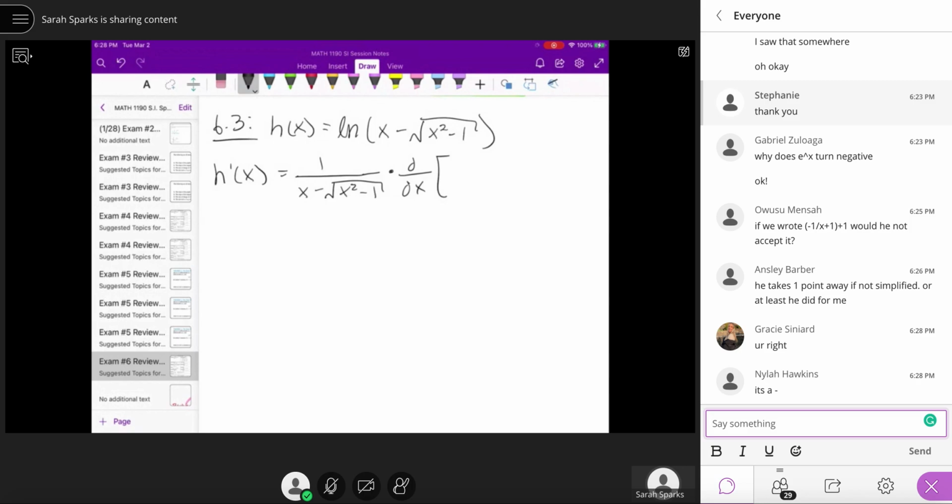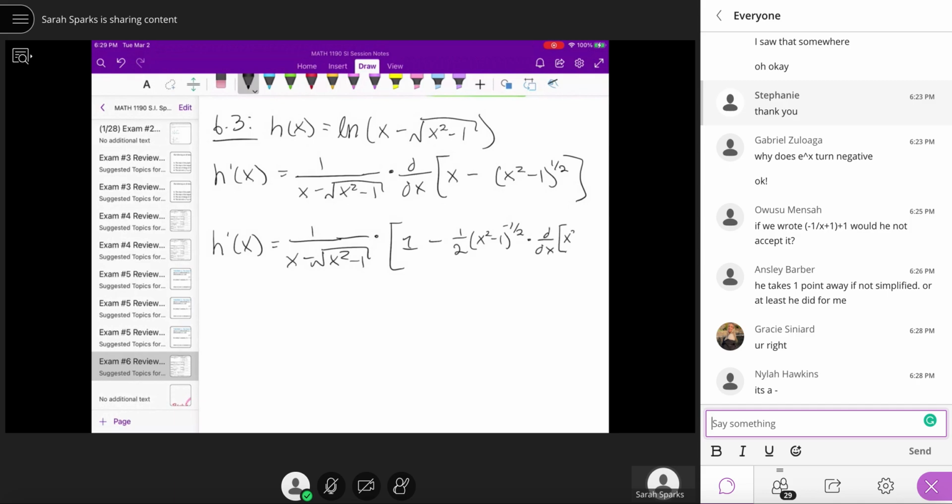And then times the derivative. We need to multiply by the derivative of x minus the square root of x squared minus 1. I'm going to write this root as a 1/2 power, because that'll make it a little easier for us to take derivatives. So h prime of x: the derivative of x is just 1, and then taking the derivative of x squared minus 1 to the 1/2 power, we're going to have to use our chain rule. So we bring that 1/2 power down, subtract 1, so it's going to be negative 1/2, times the derivative of x squared minus 1.